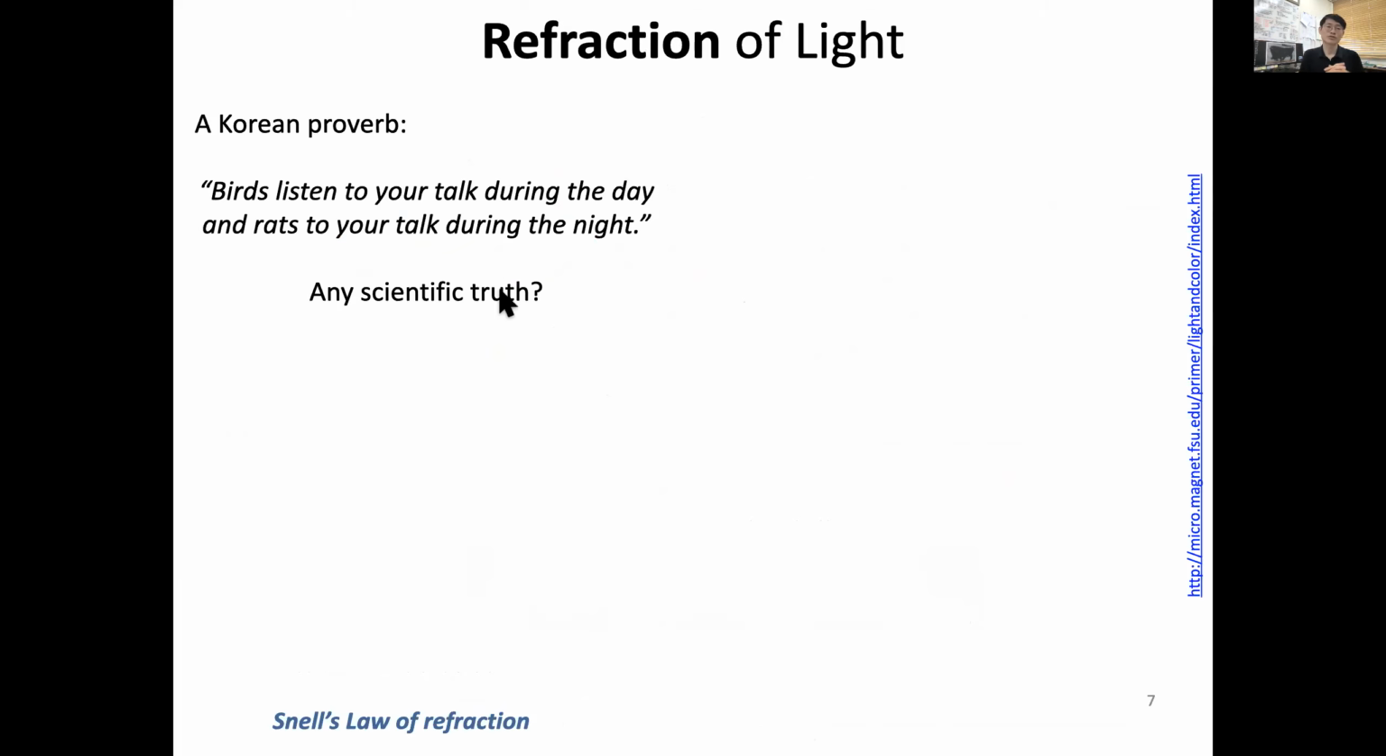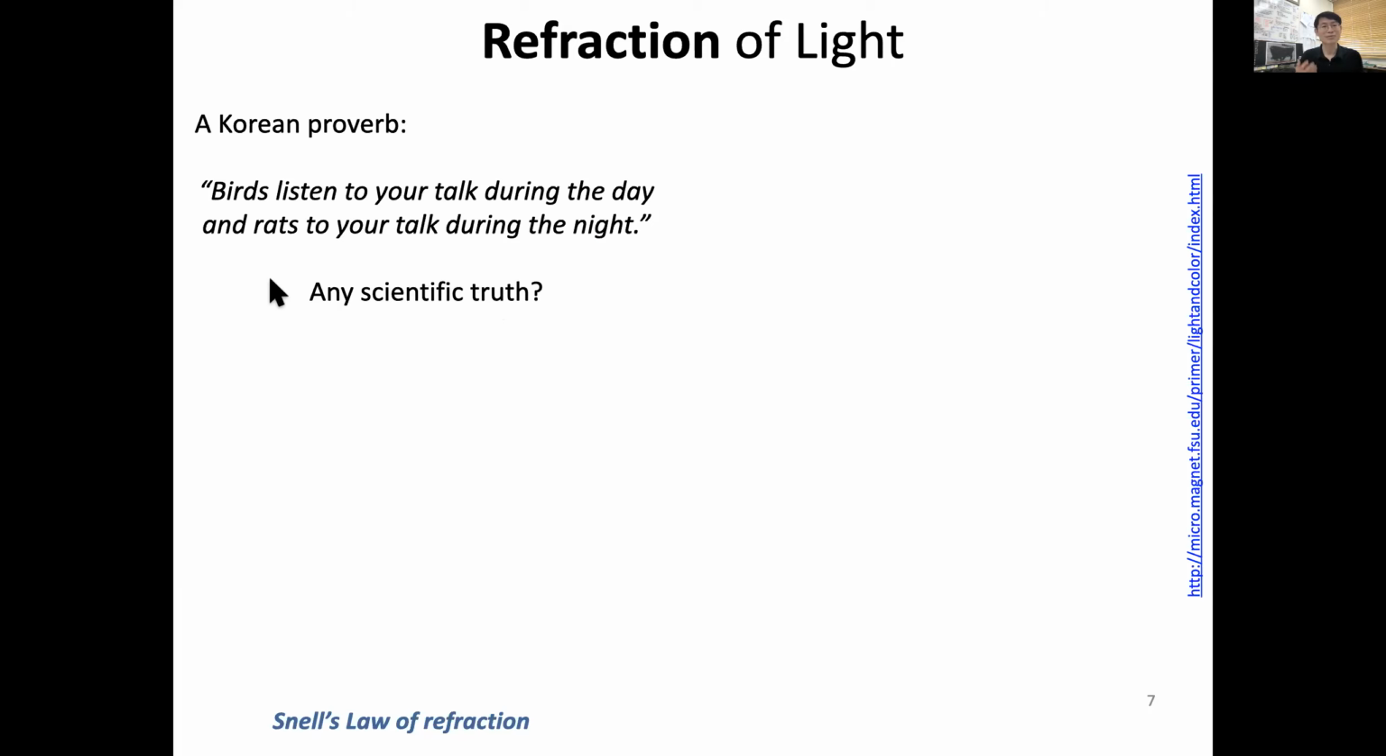Okay, so I chose a few key concepts. Before moving into studying microscopes, I want to get started with the refraction of light. We are talking about light, but I want to discuss sound as an example. Why? Because both are waves, they have very common aspects. So in Korean, there's a proverb.